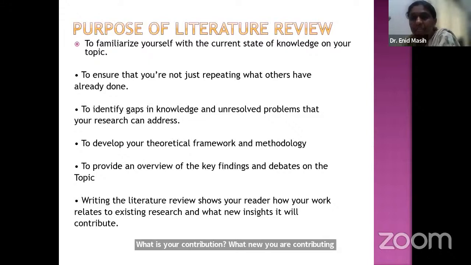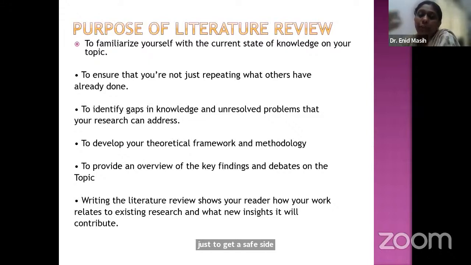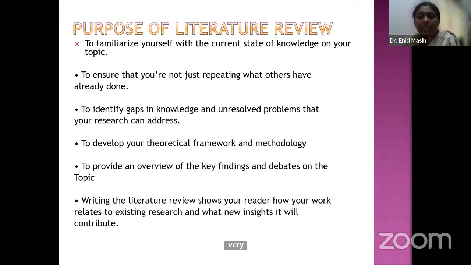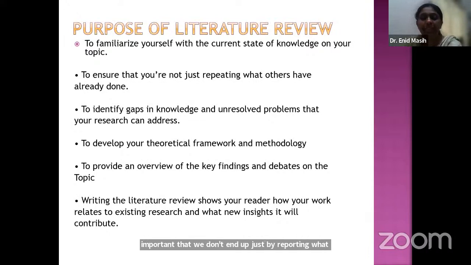Just to be on the safe side, if you have that orientation to do research, it is important to look at the work already done in the past, but you have to identify the gap. Where someone has left their study, you have to pick up your study from that point and add new points to it. It's very important that we don't end up just reporting what others have done, but identify the gap in knowledge and resolve the problem.